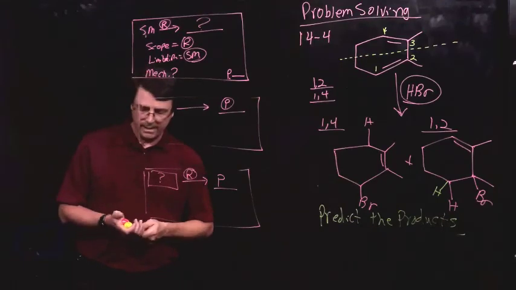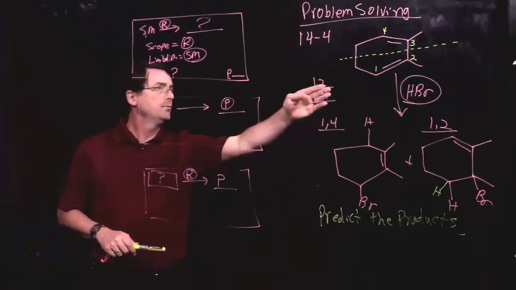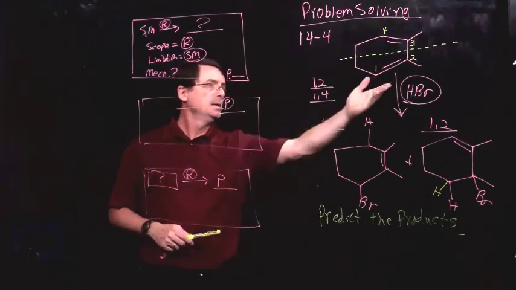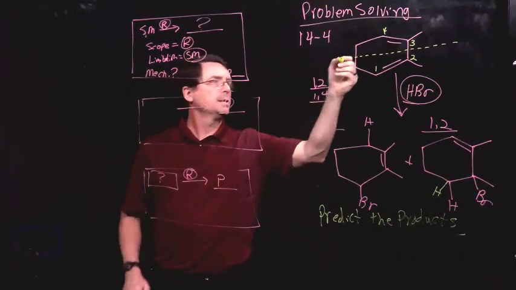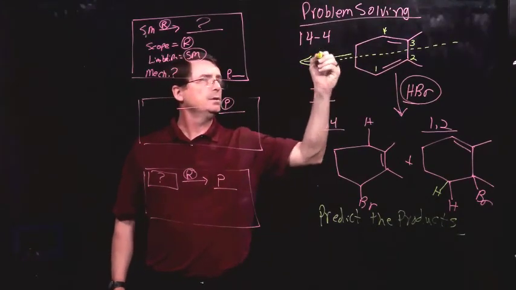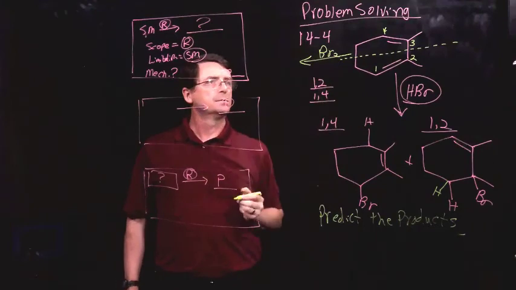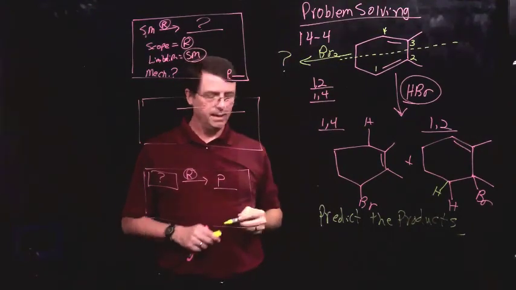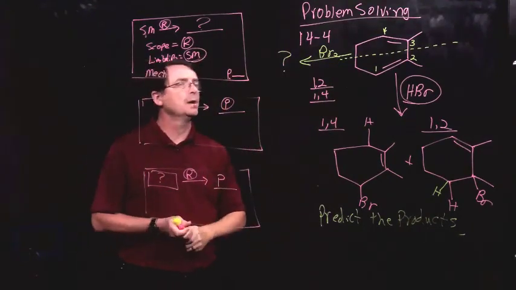Okay, so one final thing. We, from this diene, predicted the product of HBr. I'm going to leave as an exercise for you. Here's Br2. You predict the products now for this new exercise.